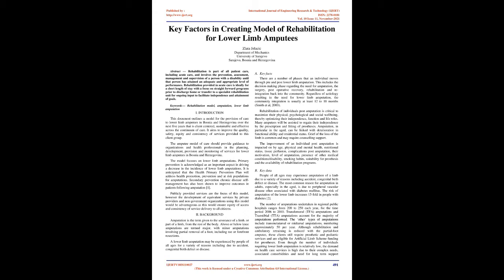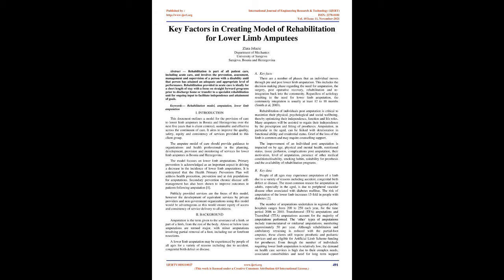Introduction. This document outlines a model for the provision of care to lower limb amputees in Bosnia and Herzegovina over the next 5 years that is client-centered, sustainable and effective across the continuum of care. It aims to improve the quality, safety, equity, and consistency of services provided to this client group. The amputee model of care should provide guidance to organizations and health professionals in the planning, development, provision, and monitoring of services for lower limb amputees in Bosnia and Herzegovina.